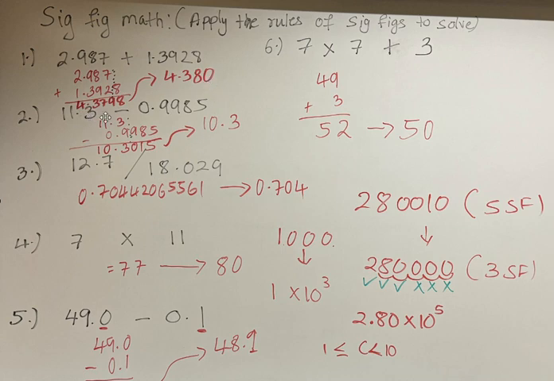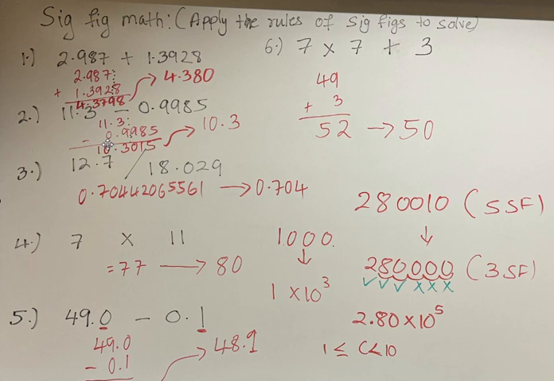Next, we have 11.3 minus 0.9985. Again, line them up. 11.3 minus 0.9985. We see we have only one digit after the decimal point in 11.3, but we have 4 digits after the decimal point in 0.9985. We should only have one digit. So when your calculator gives you 10.3015, the correctly calculated subtraction to the correct sig figs will be 10.3.